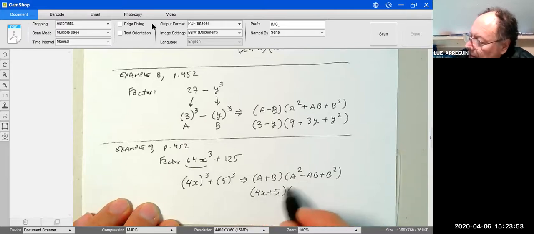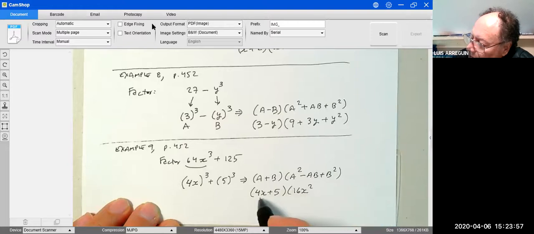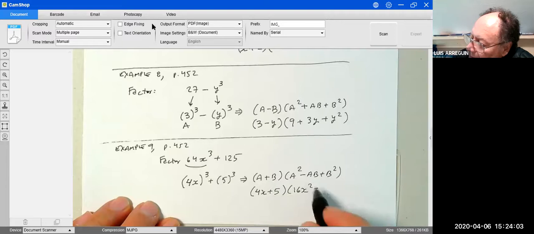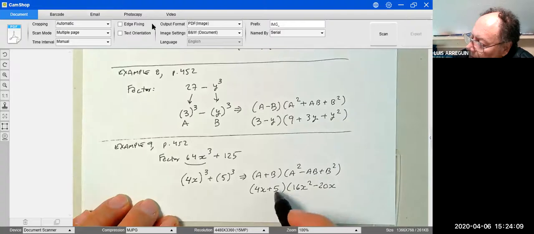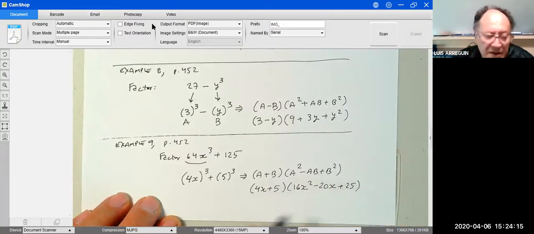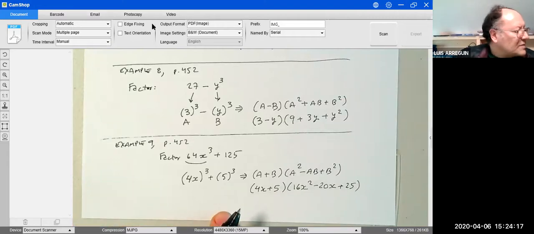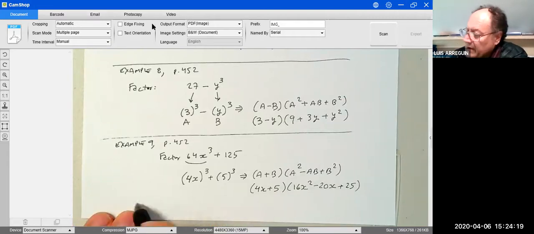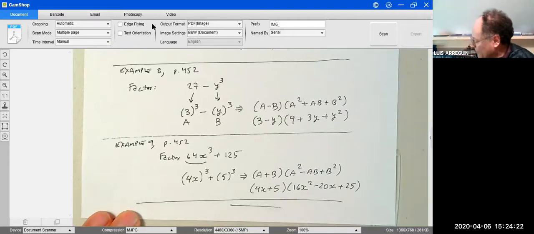Then we're going to square a, so it's going to be 16x squared, because 4 times 4 is 16, x times x is x squared. Then we have negative a times b, so 5 times 4 is going to be 20, and then we have x here. And finally, we're going to square the second term here, so 5 times 5 is going to be 25. So that's the final answer for this problem.